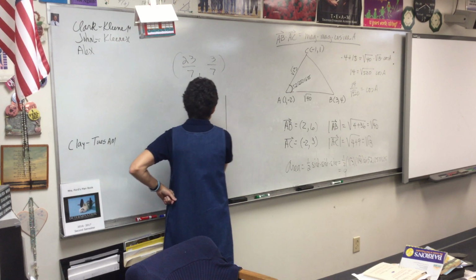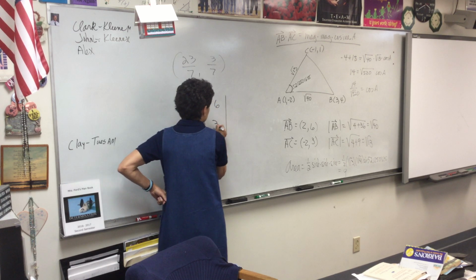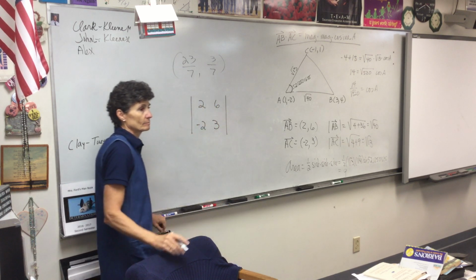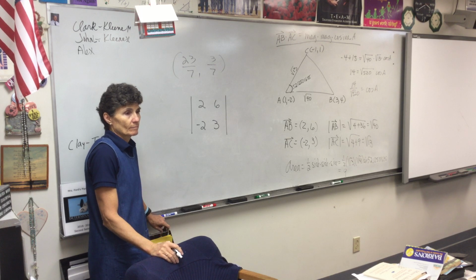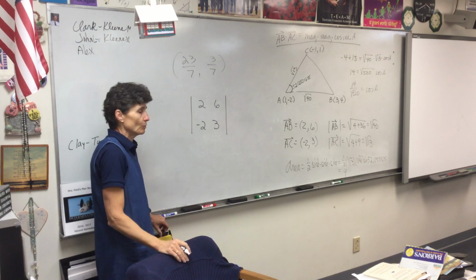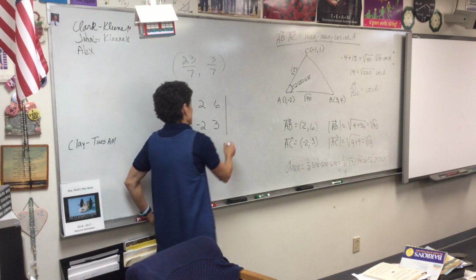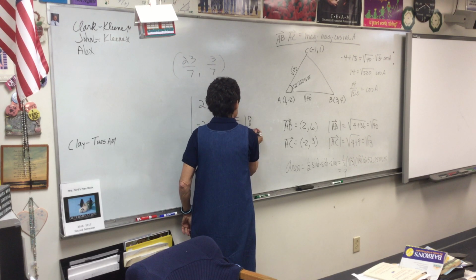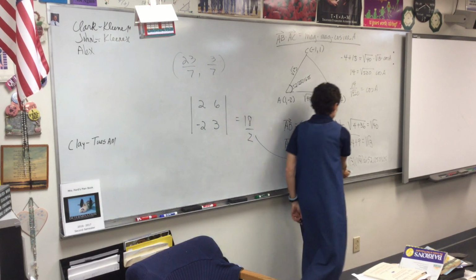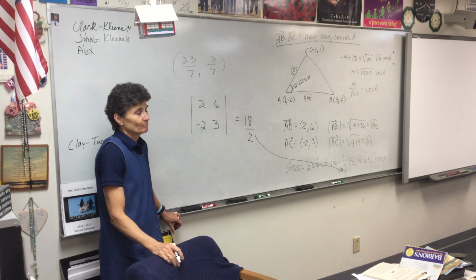Instead of writing those as separate vectors, let's put them together in a little determinant. Now let's evaluate that determinant. What's the value of that determinant? What's half of 18? Oh my god. That is the area of the triangle. Stop. That is the area of the triangle.